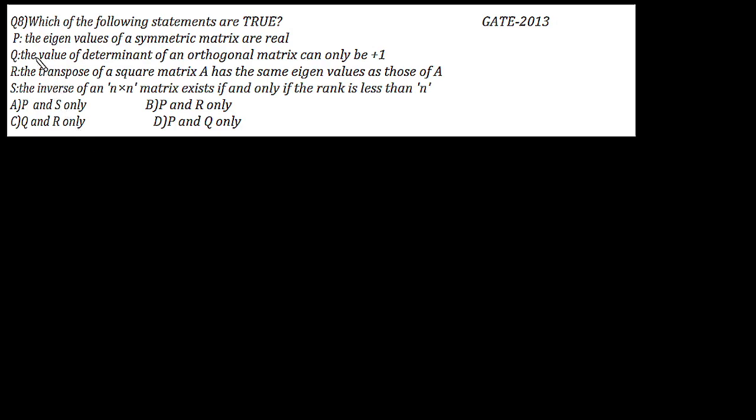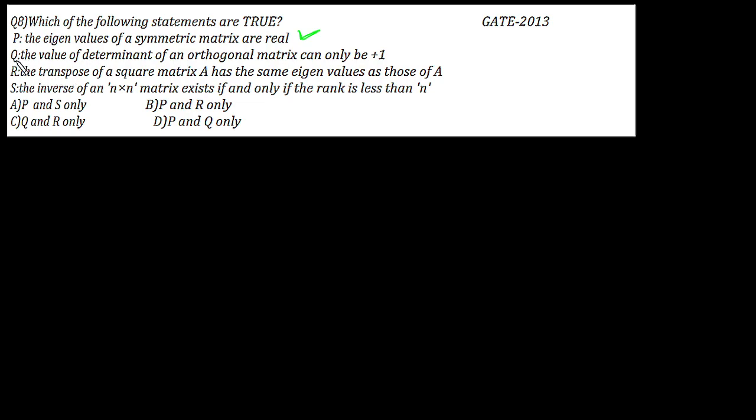Okay, now let's solve question number 8. Question 8 says which one of the following statements is true. So we have four statements in terms of P, Q, R and S. First of all, let's go through statement P. Statement P says the eigenvalues of a symmetric matrix are real. Yes, it is the case, because we have seen in this video, I think in question number 6 or maybe 5, that the eigenvalues of any real symmetric matrix are always real. So statement P is the correct one.